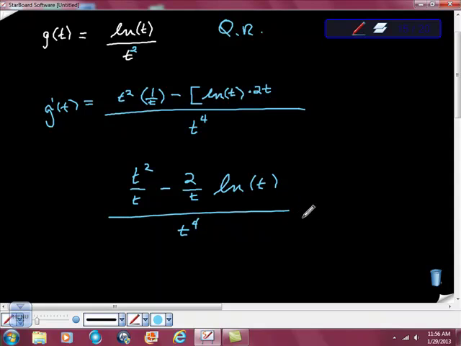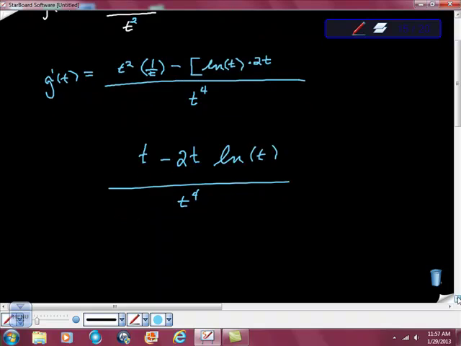Oh, this shouldn't be 2 over t. It should be 2t. Sorry, you guys. But look at this. That's not the answer that's going to show up. That's beautiful calculus. That's really good work. That's not the answer that's going to show up, because t squared over t is just t.